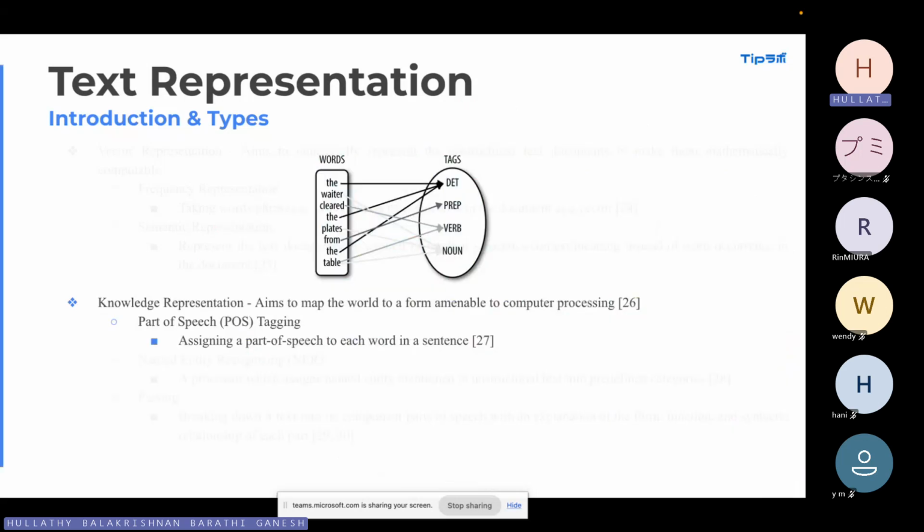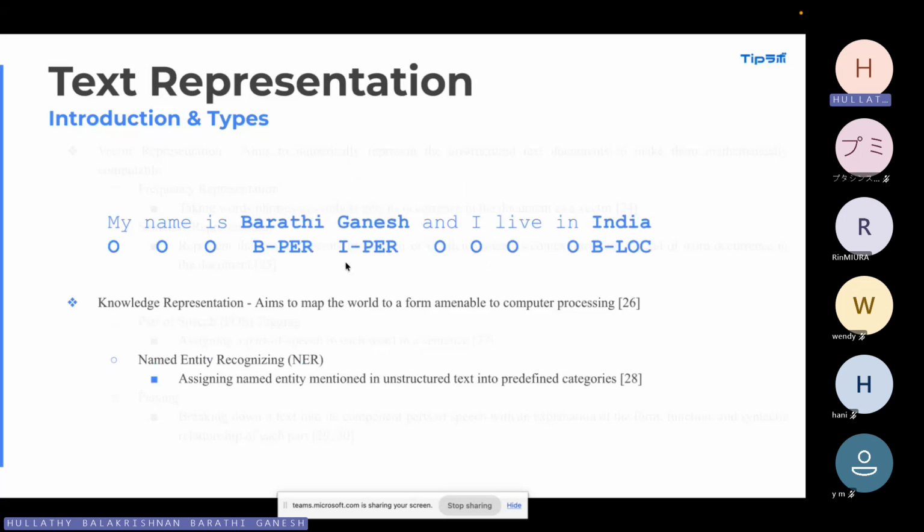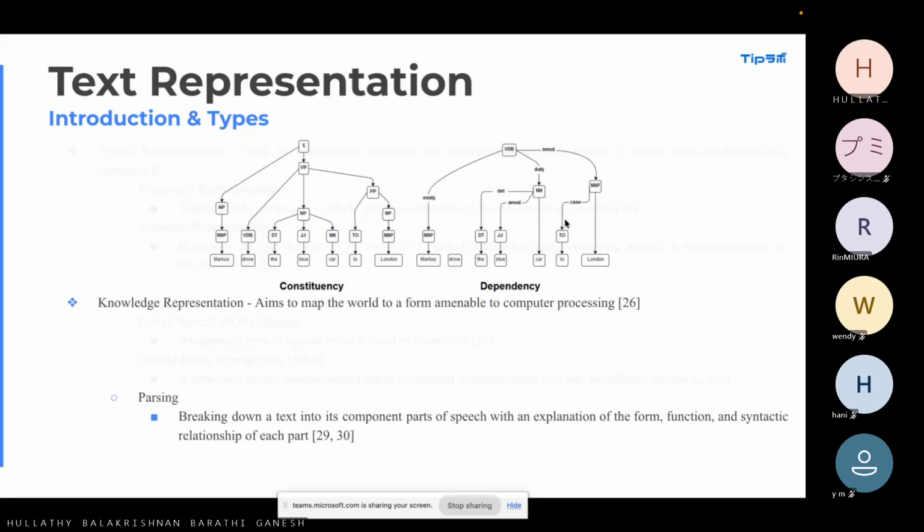In order to do that, we first find out the entities through part of speech tagging or named entity recognition. Take this simple example: my name is Bharathi Ganesh and I live in India. Bharathi Ganesh is the person and India is the location, and the relation is live in. So Bharathi Ganesh becomes one entity, that is one node. India becomes another node, and the concept connecting them as an edge is live. So the person lives in a country. That is the concept of how we build knowledge graphs.